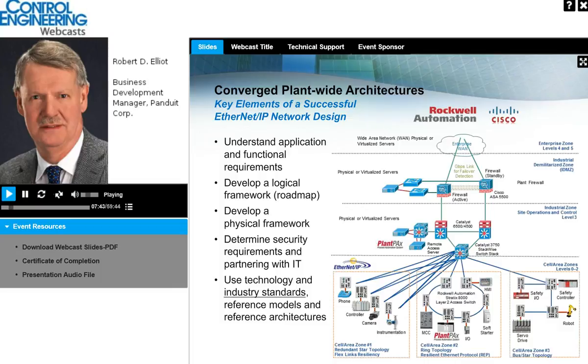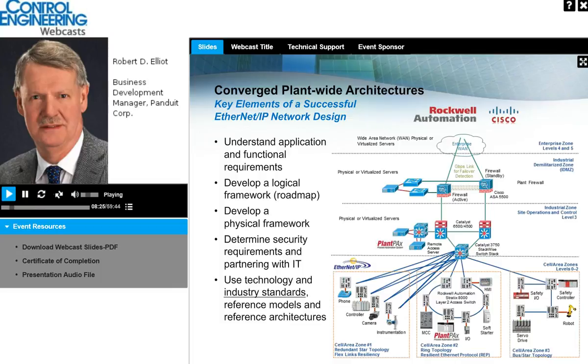So I like to look at this slide as really the pivotal slide that underlies the whole of what we're going to talk about here. That is the converged plant-wide Ethernet architecture that's been outlined by leaders such as Cisco Systems and Rockwell Automation. It shows the key elements of a successful design of an EtherNet/IP network design. And when you look through this logical diagram, it points to the fact we need to understand the application, then develop this logical framework.